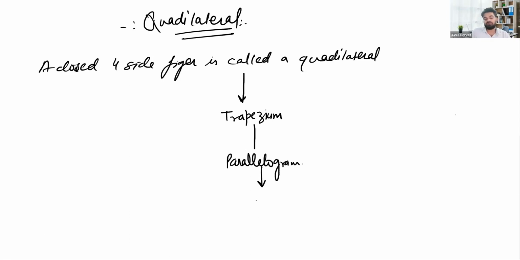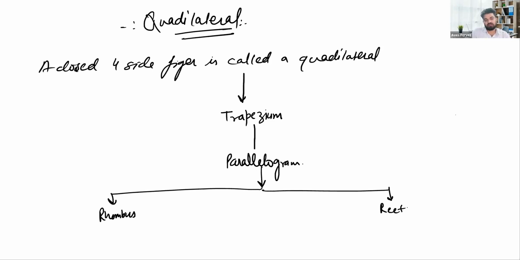Then after parallelogram, we have rhombus. We can say that parallelograms are of different types. Square is a rhombus, and rectangle is also there. So rhombus, rectangle, and square.